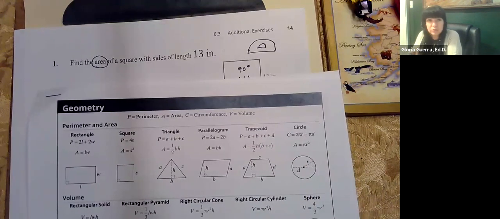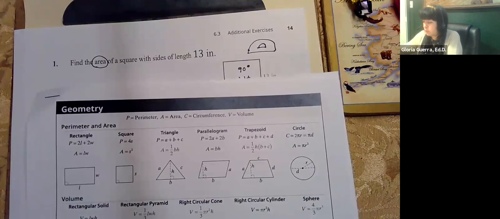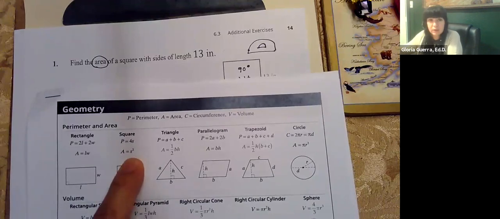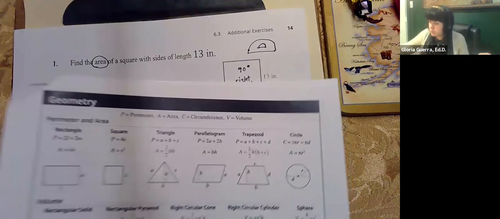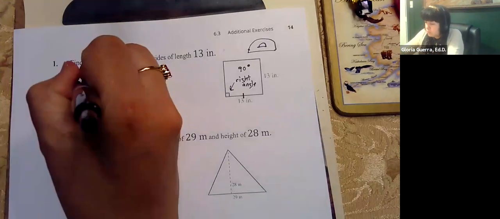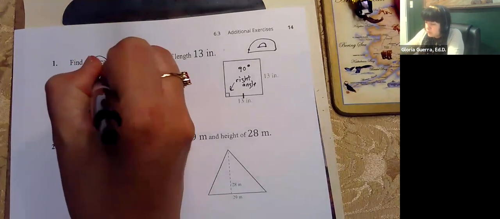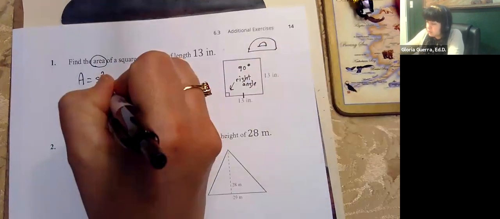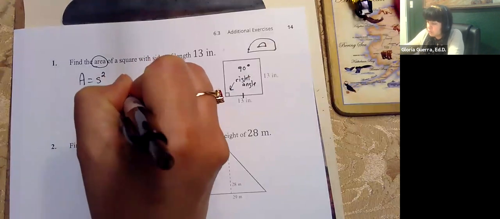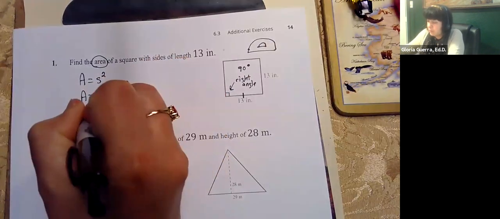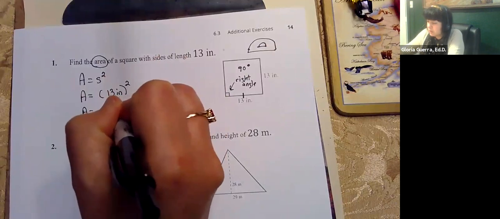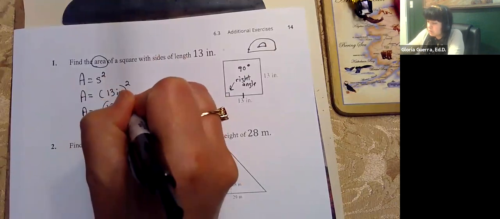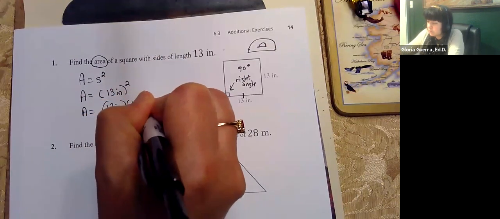But just pay attention to that because you want to find the area. So you want to use this: A is equal to S squared, for side squared. Okay, so you write down the formula, then you do your substitutions, and the side is 13 inches and it's quantity squared. Now, what that means is that you're taking 13 inches times 13 inches.